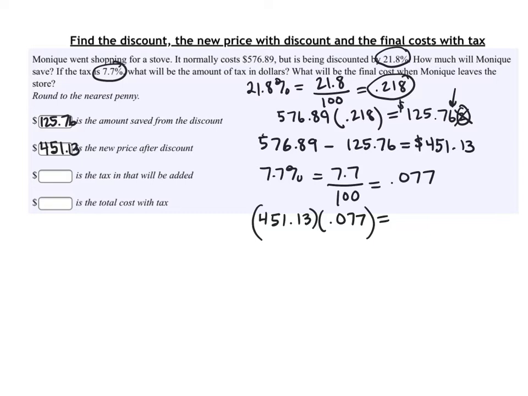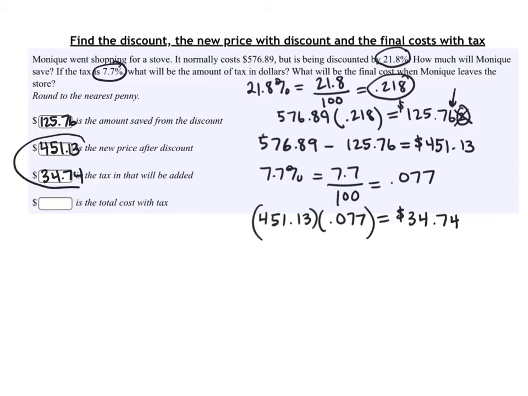That ends up being, to the nearest cent, $34 and 0.737. Now we're rounding to the nearest penny. Since this number is bigger than 5, we're going to round the 3 up and it'll become a 4. So our tax dollars are $34.74. And we're going to add that to the cost of the item.